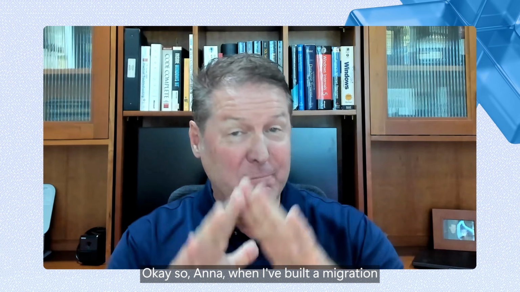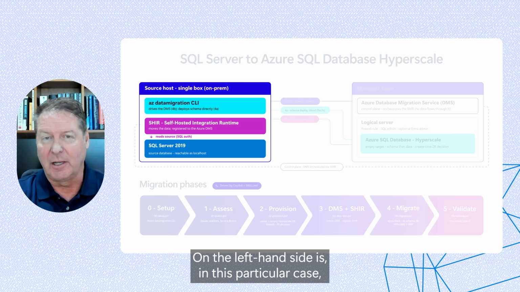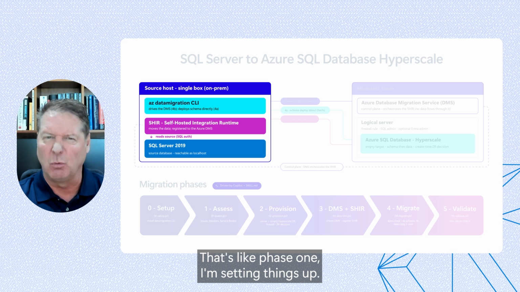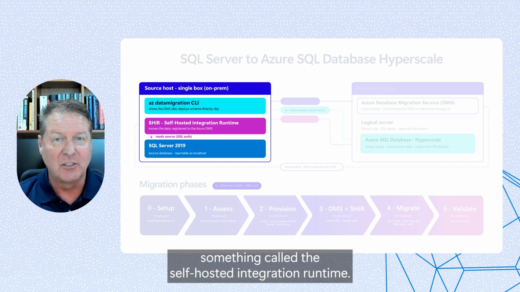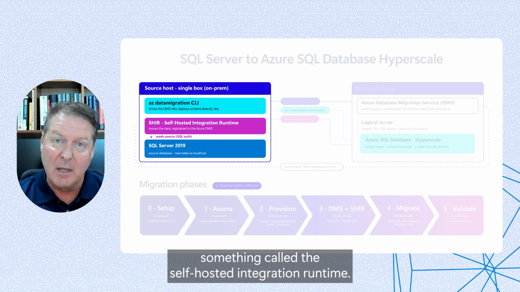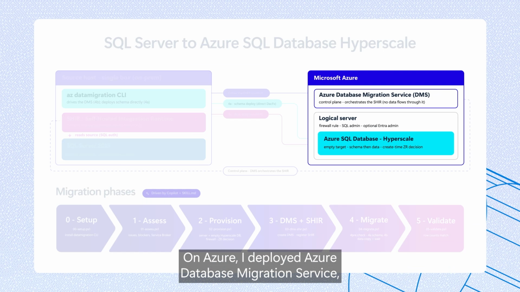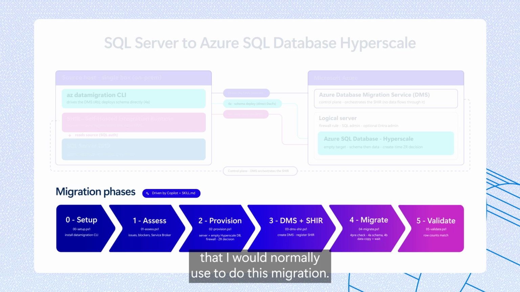For many workloads, this is the fastest and most straightforward way to get started. Okay, so Anna, when I've built a migration using Azure Database Migration Service, I built an architecture like this. On the left-hand side is, in this particular case, SQL Server 2019 running our database. I install some components. That's phase 1. I'm setting things up. I install the Azure Database Migration CLI, and something called the Self-Hosted Integration Runtime. These are software components that are going to help coordinate things on the client side in the host. On Azure, I deploy an Azure Database Migration Service and a logical server along with Azure SQL Hyperscale. And you can see below here, they're the 5 phases that I would normally use to do this migration.